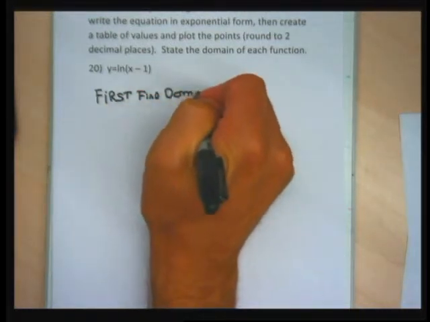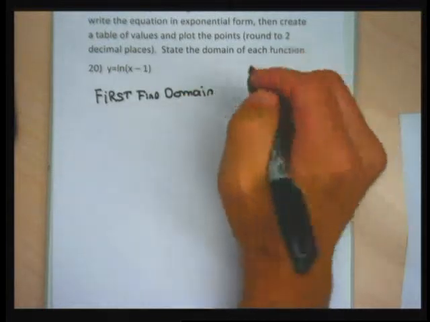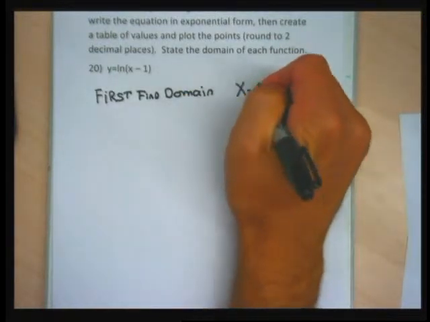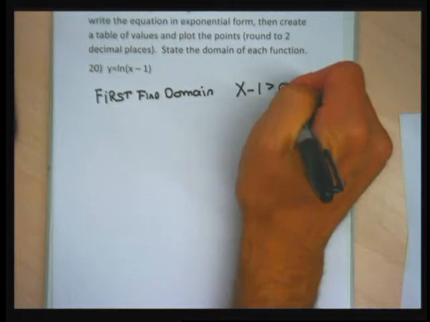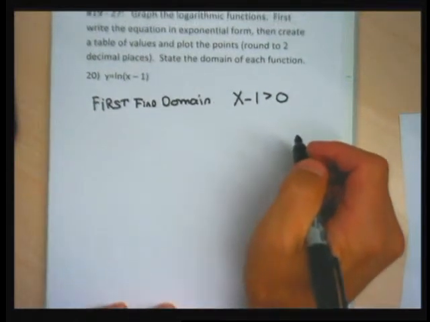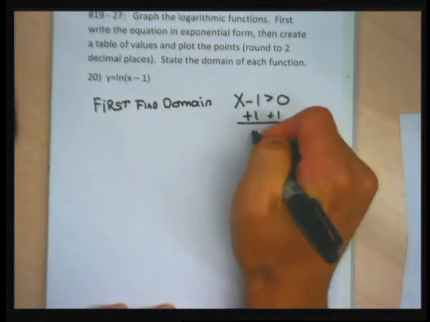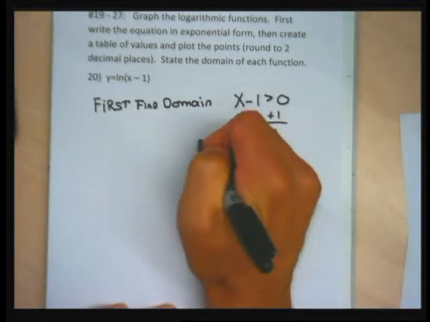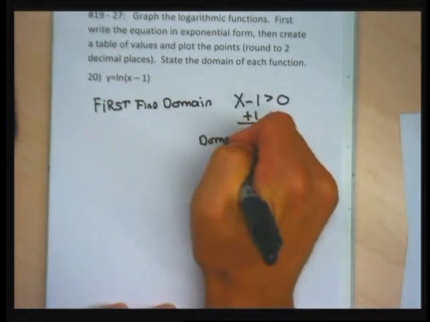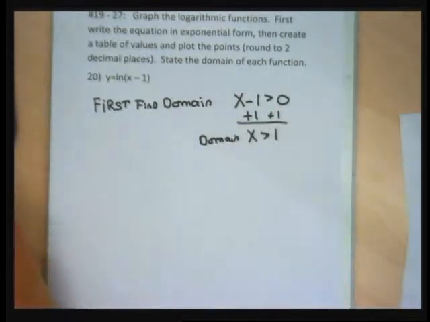And just like we did logarithm graphs in 6.4, you find the domain by taking the argument of the logarithm, in this case, x minus 1, set it greater than 0. This is going to give me the domain as x is greater than 1.